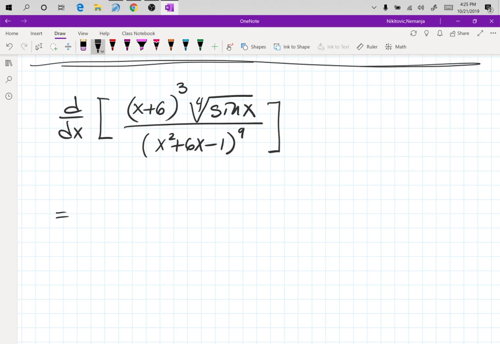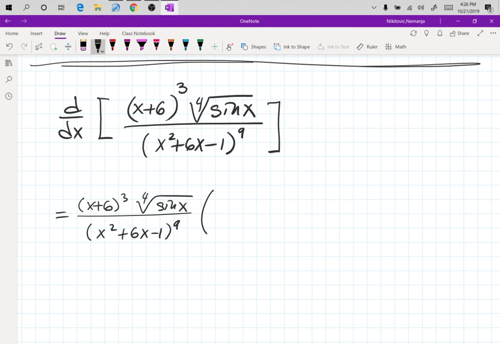And the answer is always you copy the problem as is. So you have your x plus 6 cubed, 4th root of sine x, divided by x squared plus 6x minus 1 to the 9th. And now, parenthesis time. Now, it's good to observe and listen to connect the words with what's written, because you can always catch up writing in 1 minute.